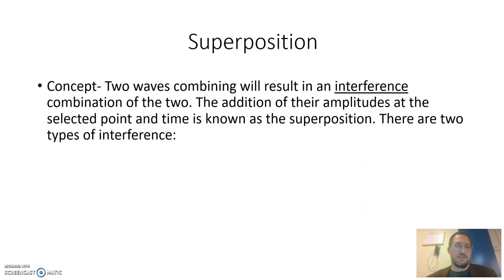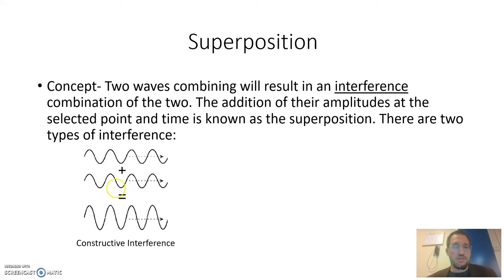So, what is superposition? Superposition is the combination of two waves. They result in interference of them. So what you do is you take the addition of their amplitudes at the selected points in time, and this is known as the superposition. There are two types of interference.